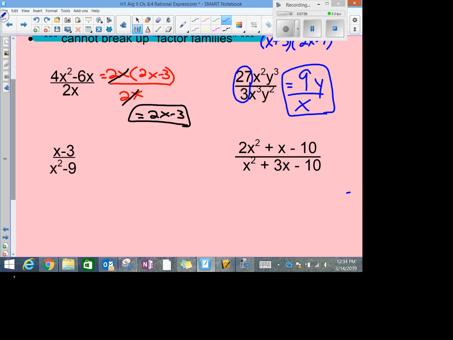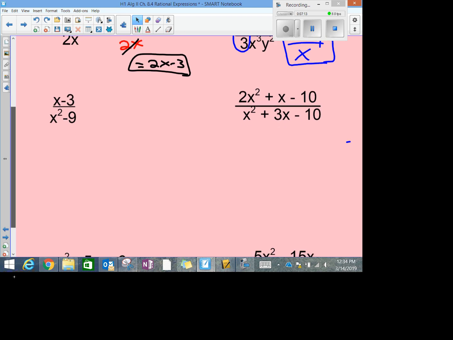Okay? All right. Now let's look at this one. So x minus 3 over x squared minus 9. So can we do anything with x minus 3? No. And I really do recommend, especially at first when you're trying to get adjusted to what's a family and what's not, if it's just a little fact like that, put parentheses around. And then you just have to know you cannot break up the parentheses.